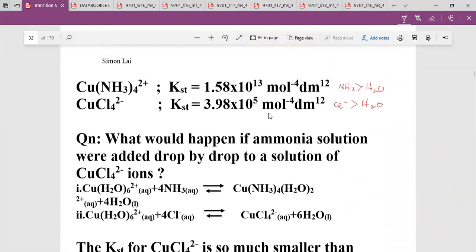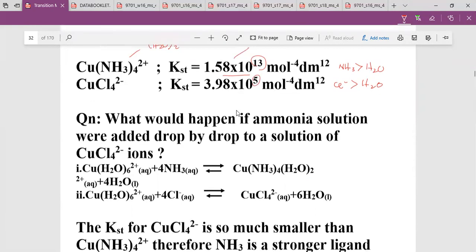So we have copper. Copper is famous. Now they give you here 2 Kst, two stability constants, one for copper tetraamine. Of course, I left out the water here. There are 2 waters here. So from here I can see the values 13 and 5. Now remember this value is compared to water, like here.